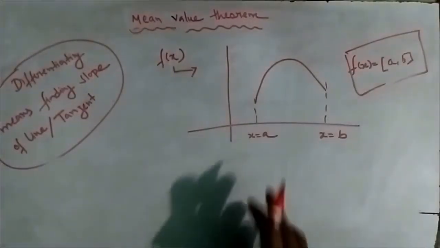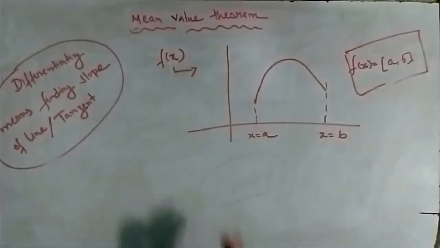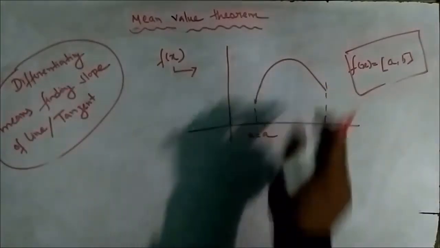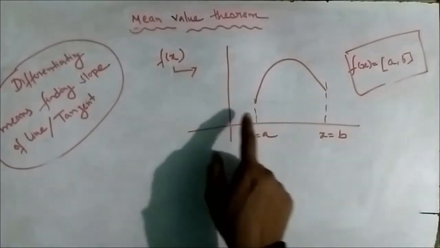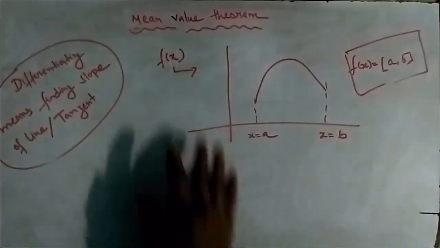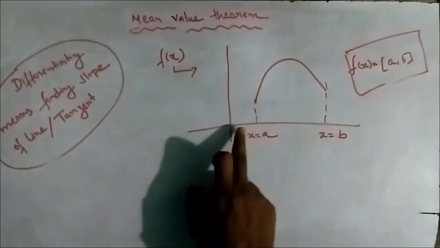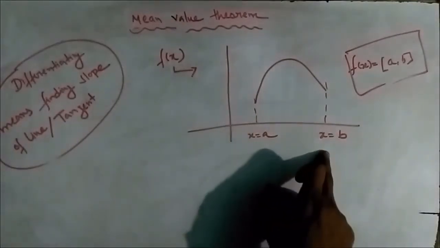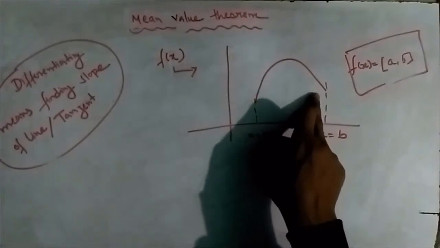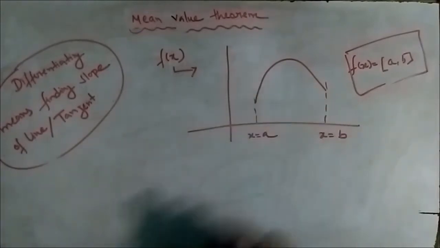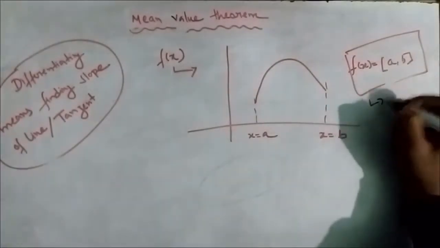Suppose we have a function f of x and we have drawn the graph of the function like this. You can see the graph is continuous in nature, because if you observe carefully, in between a and b the graph is continuous. There is no point of discontinuity here, so we can say the graph is continuous between a and b.